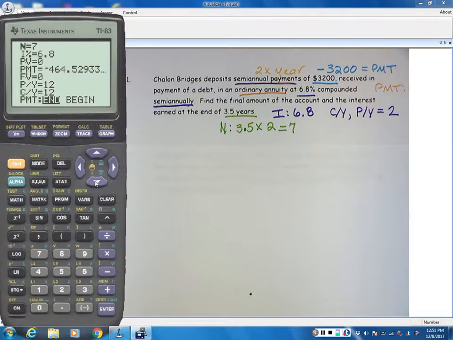So your payment amounts are cash outflow, so they're negative, and it's $3,200 per payment. The future value is what we want to solve for. P/Y is 2, and C/Y is also 2. And because it's an ordinary annuity, the payments, as we said, are going to be at the end. And we're going to solve for the future value.